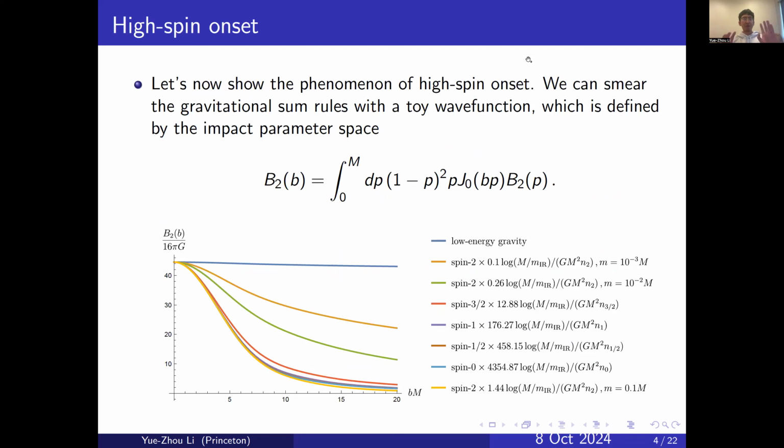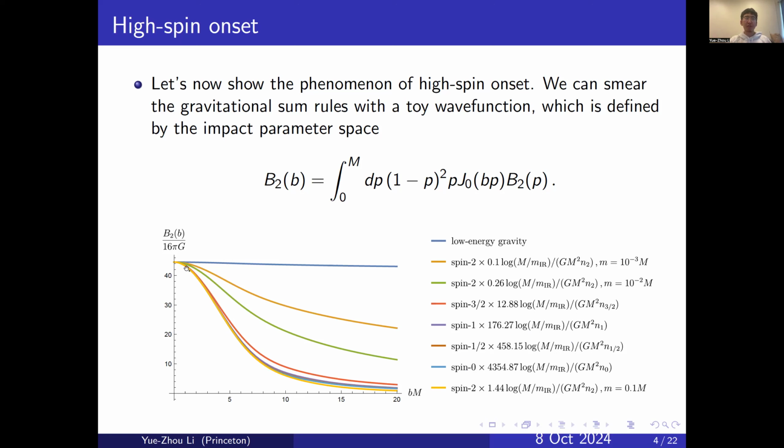Then we're ready to show what Simon just said about this phenomenon of the high spin onset. The idea we first want to show is that we start with this sum rule. One way to do it is we can smear this sum rule with some test functions defined in the impact parameter space. So this is basically the function that we study. And now we can evaluate the sum rules for low-energy gravity and for some other loop effects from low-energy weakly coupled matter.